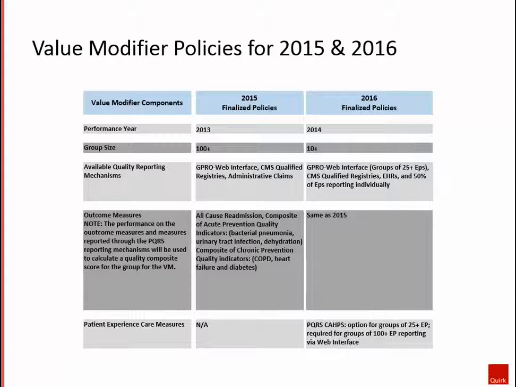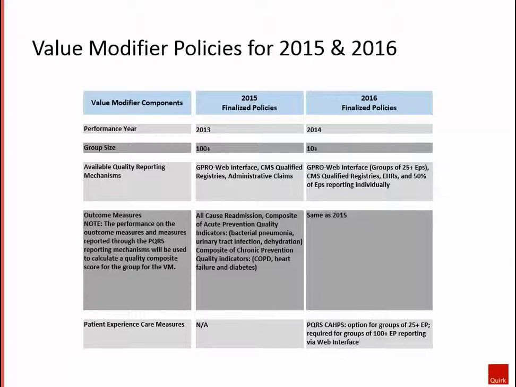So for 2015, they're using all-cause readmission, composite scores of acute preventive quality indicators such as bacterial pneumonia, urinary tract infection, dehydration, composite of chronic prevention, as well as quality indicators for 4 chronic conditions, COPD, heart failure, and diabetes. These are all the same this year that they were last year.